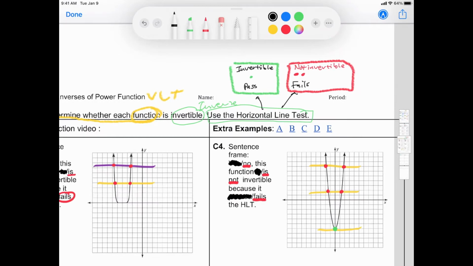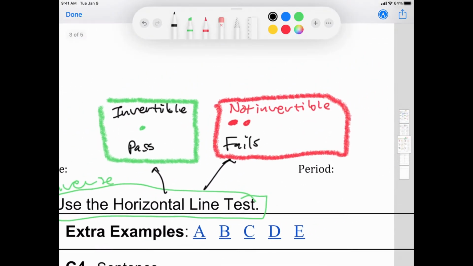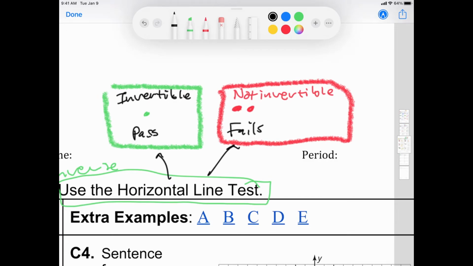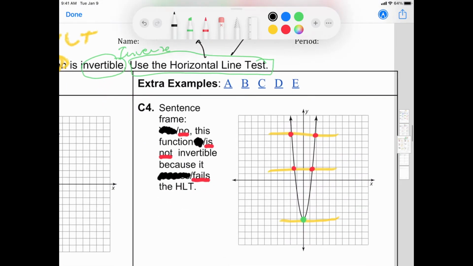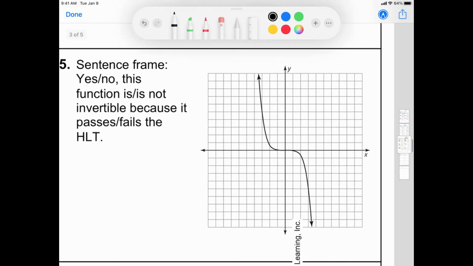C5, let's see if we can take the inverse of this function. And to review, we're going to put some horizontal lines. 1 dot means pass, 2 dots means it fails. Let's take a look at this one. This looks like a negative cubic root. Go ahead and put a bunch of horizontal lines wherever you want. Okay, here. It's going to pass, passes, and passes.